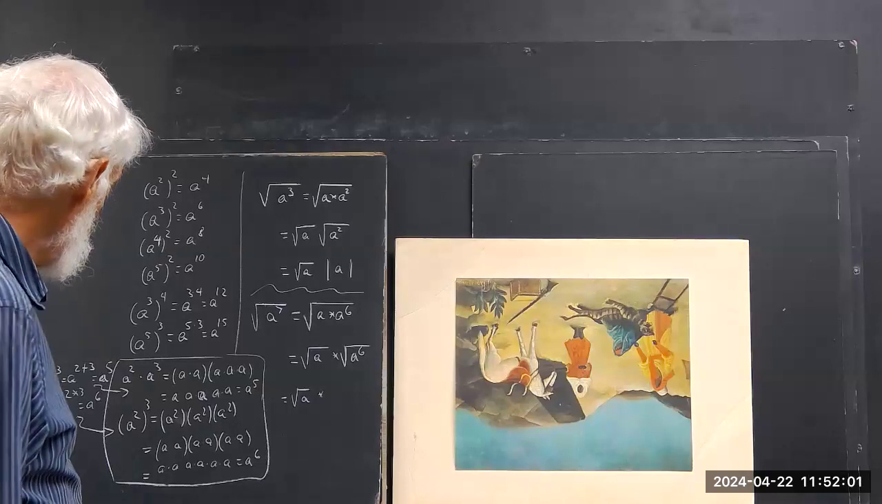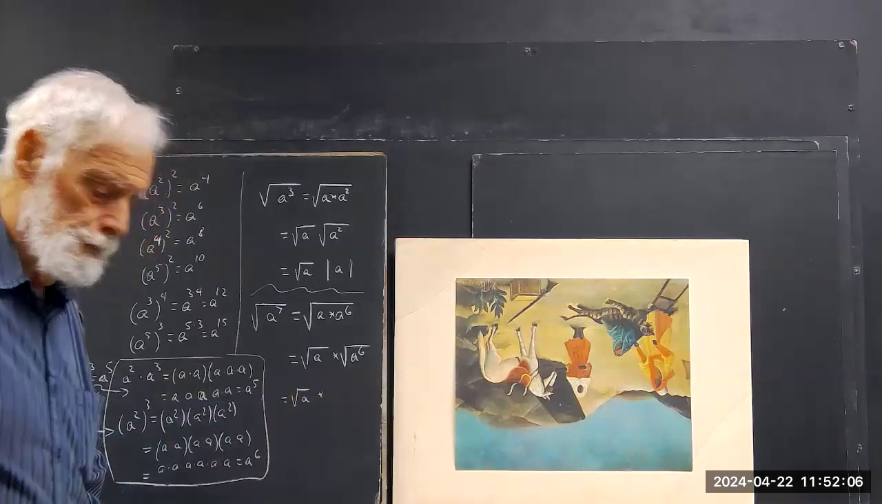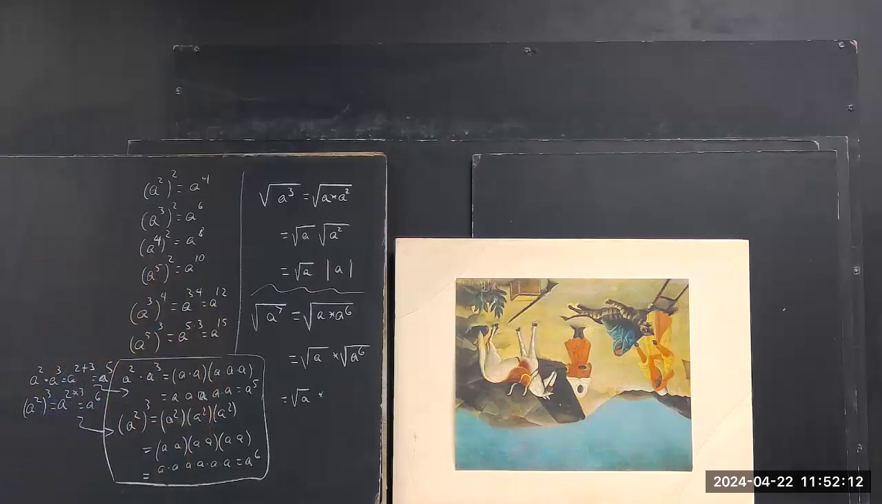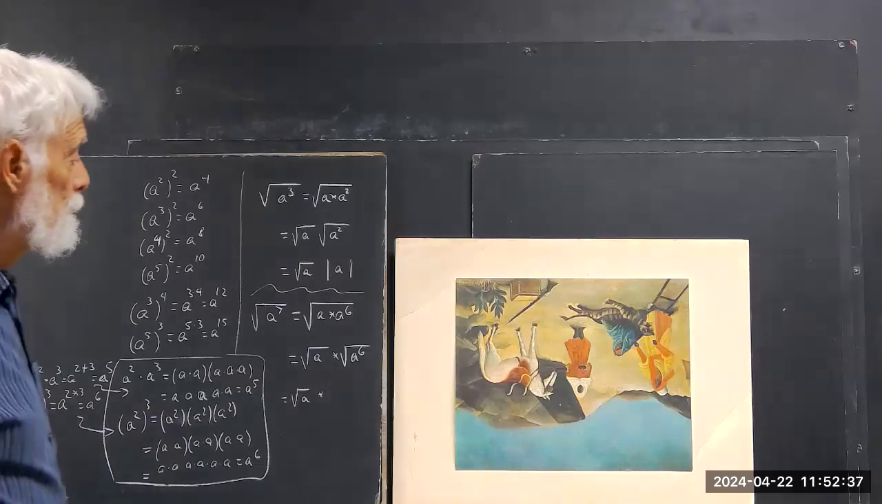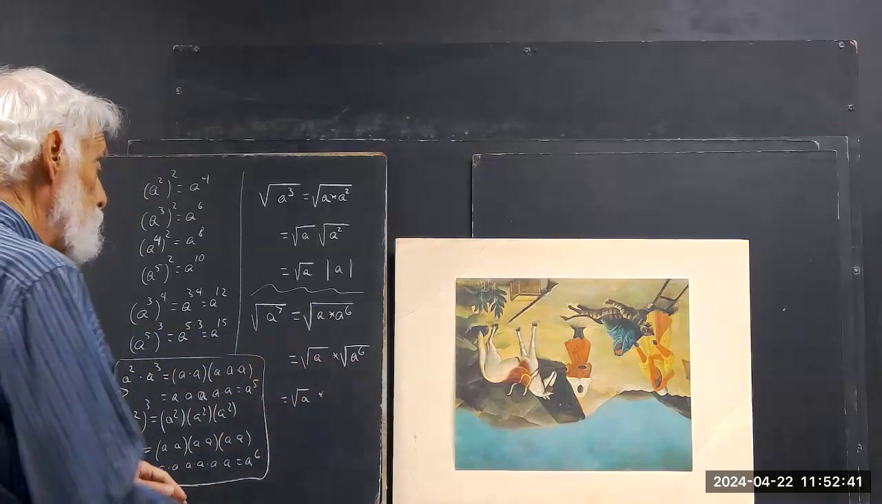Picking it up. Now, question is, what's the square root of a to the 6th? You ask the question, what do I multiply by itself to get a to the 6th? Okay, got a good answer. Another way to say what I just said is, what do you have to square to get a to the 6th? You got to square a cubed.